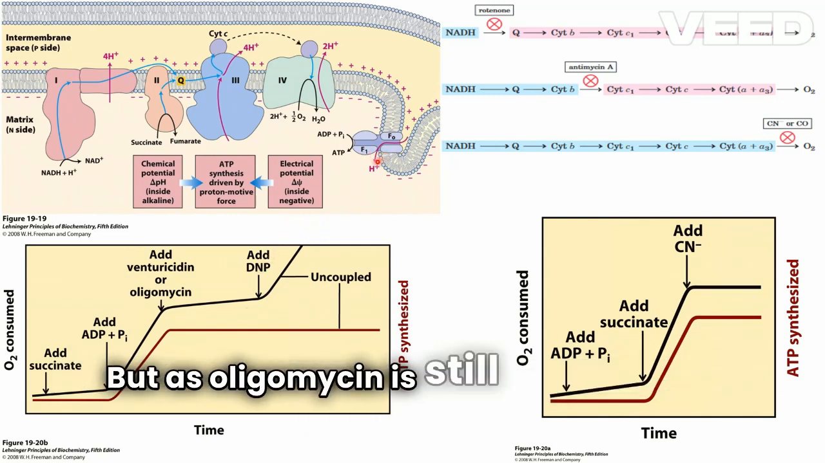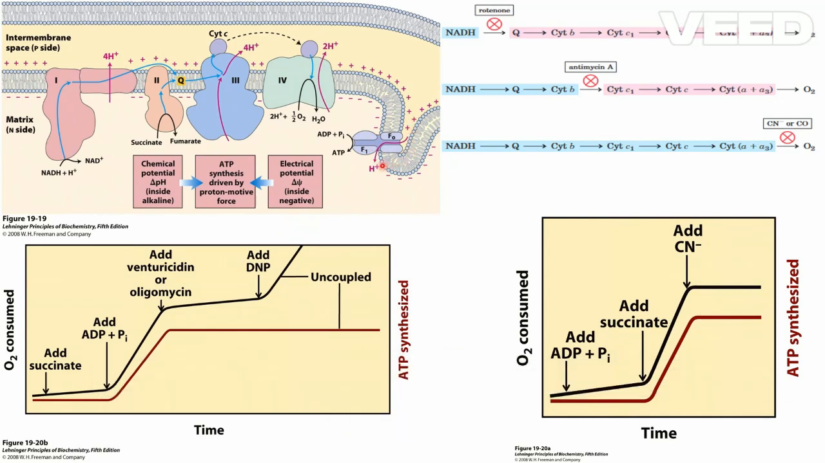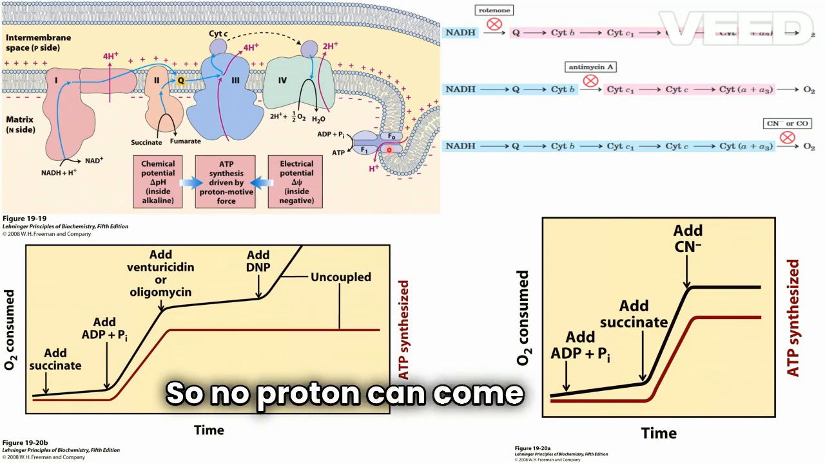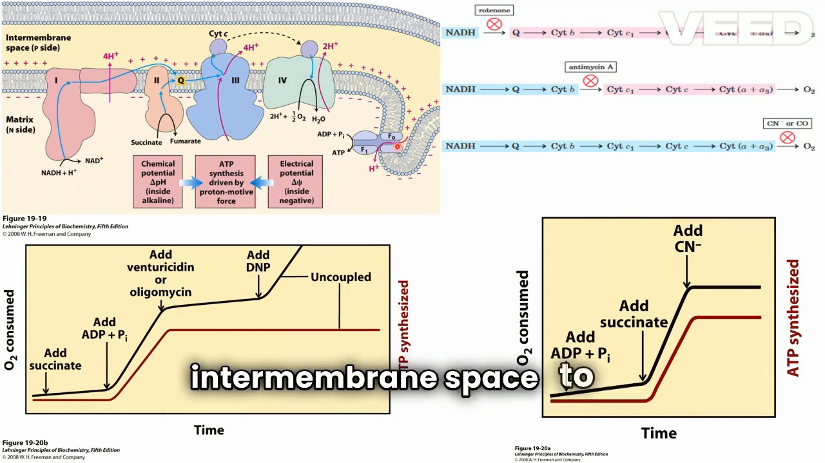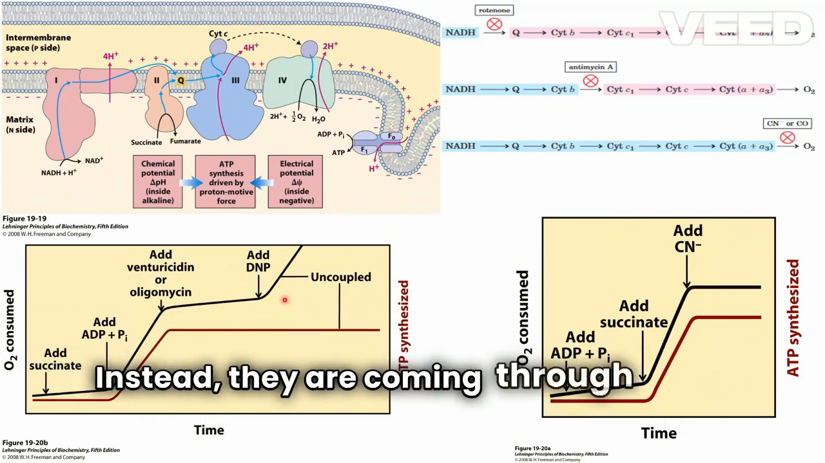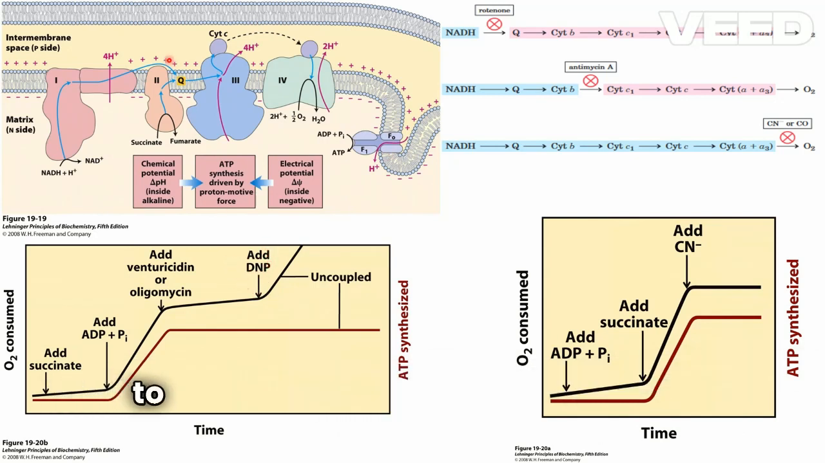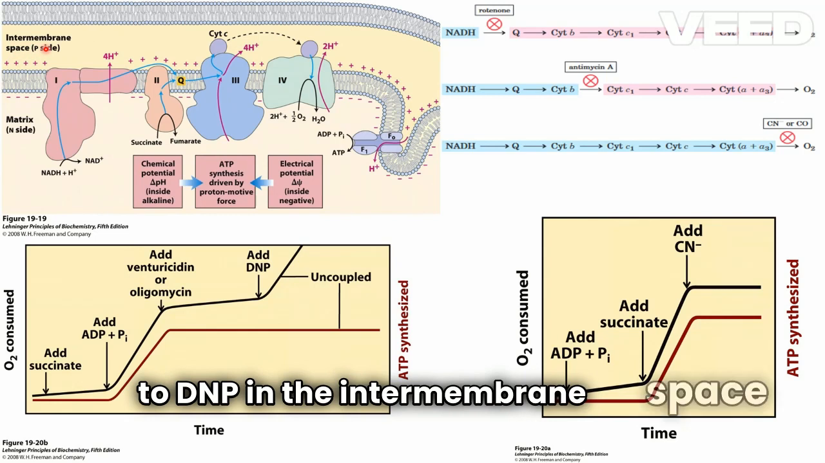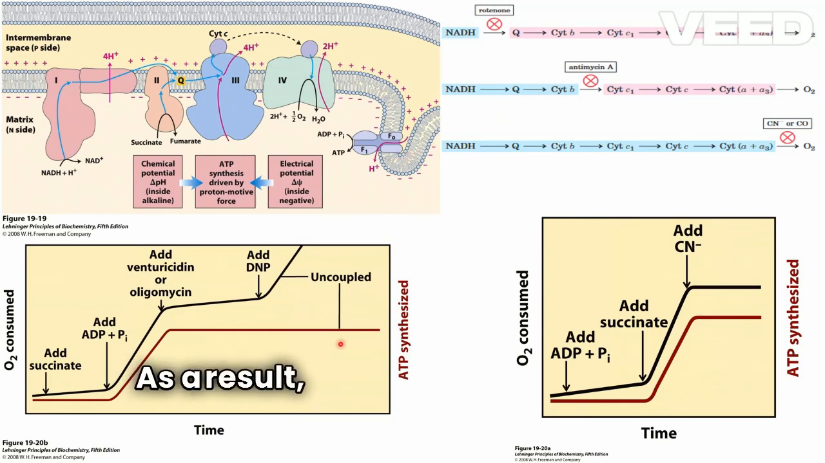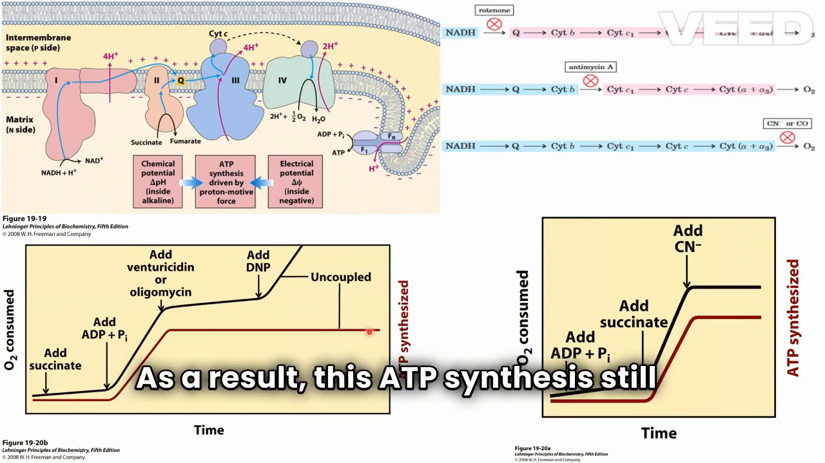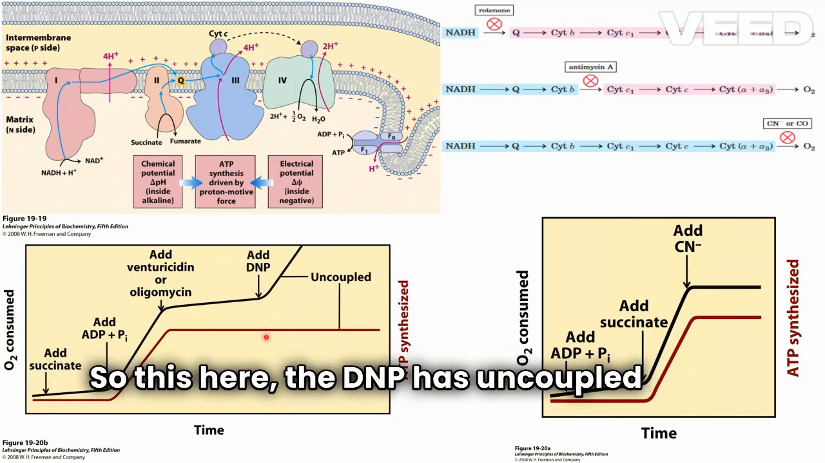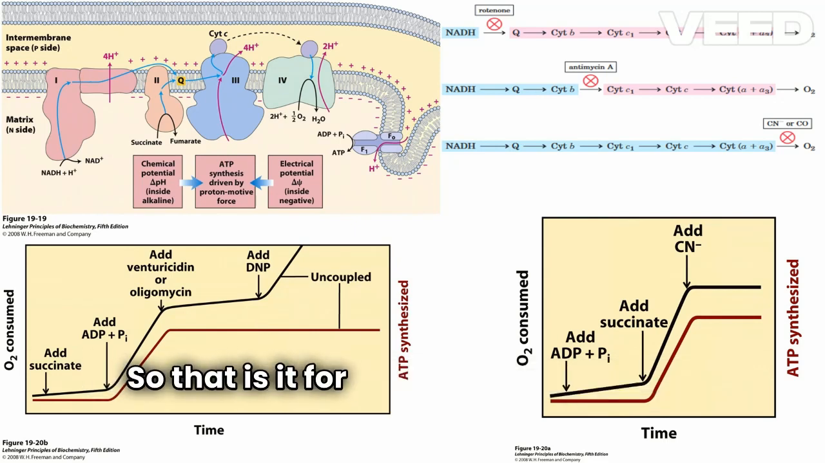But as oligomycin is still present here at the F naught, it is still inhibiting the F naught. So no protons can come from the intermembrane space to the mitochondrial matrix through F naught. Instead, they are coming through DNP by binding to DNP in the intermembrane space and coming directly through the membrane. As a result, ATP synthesis is still halted. So here the DNP has uncoupled these reactions. So that is it for today. Thank you very much.